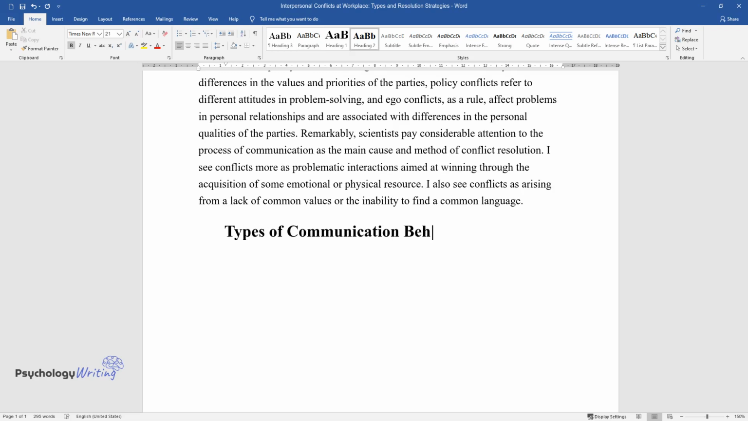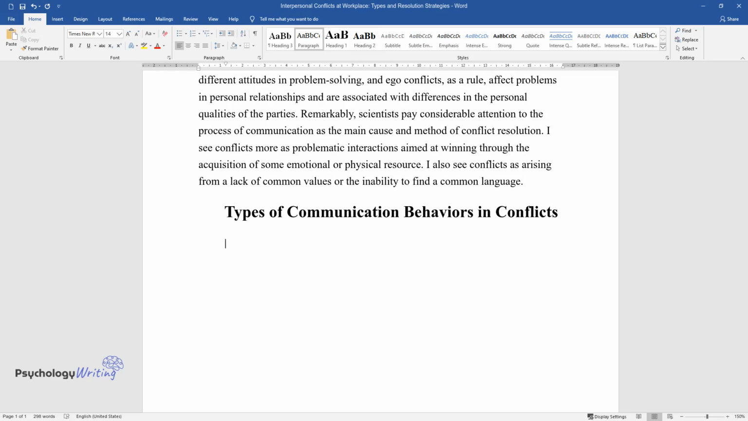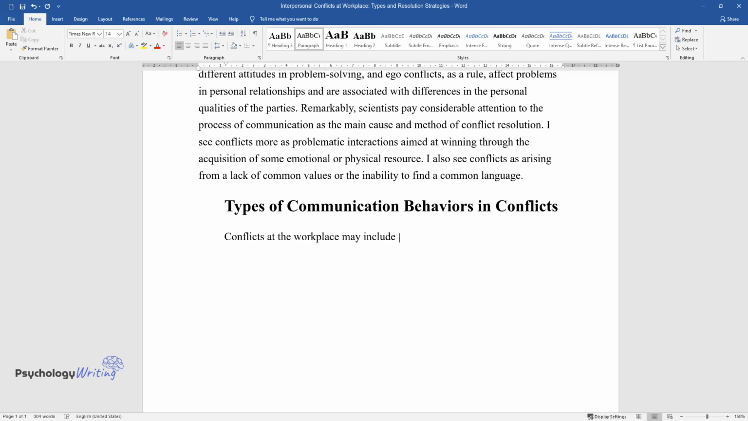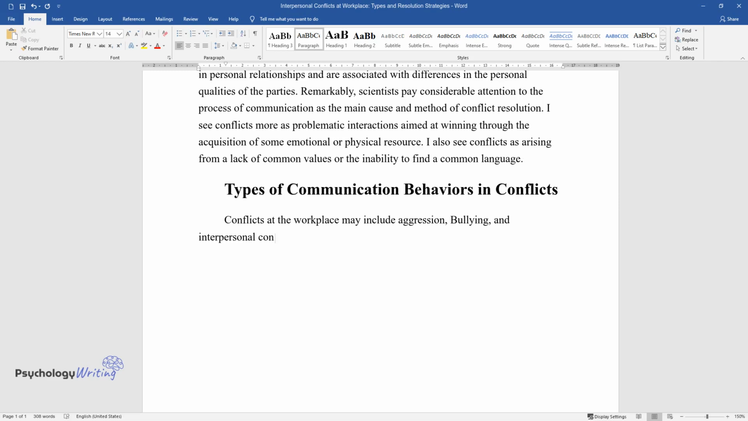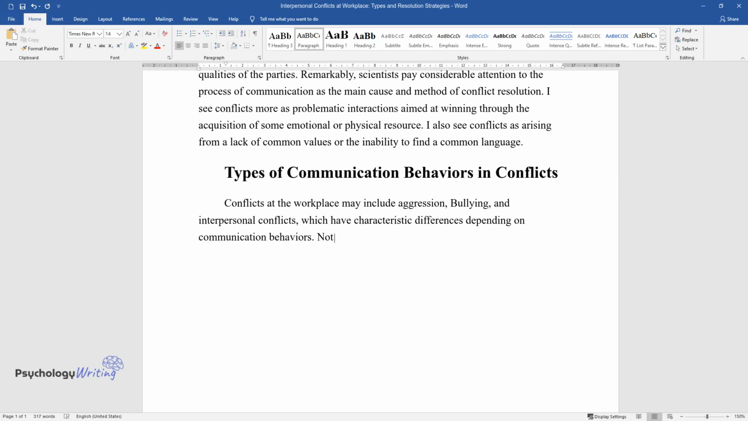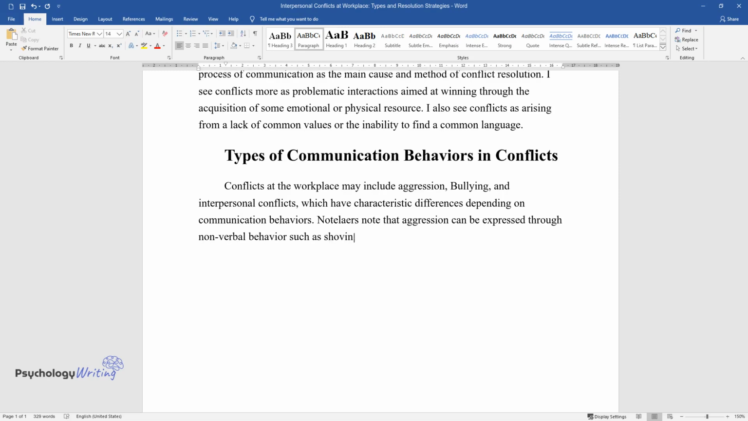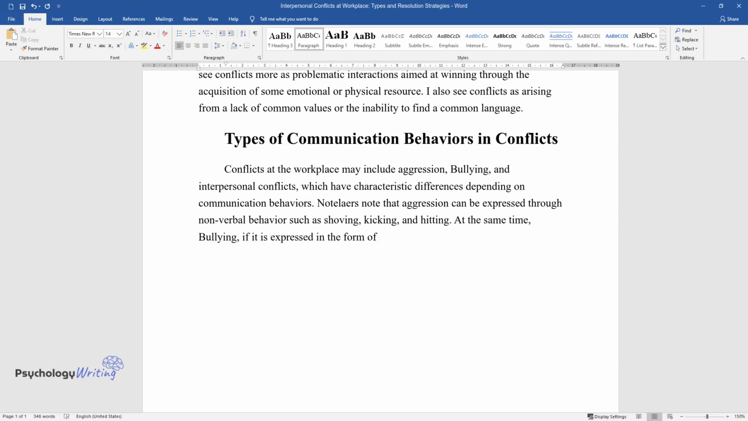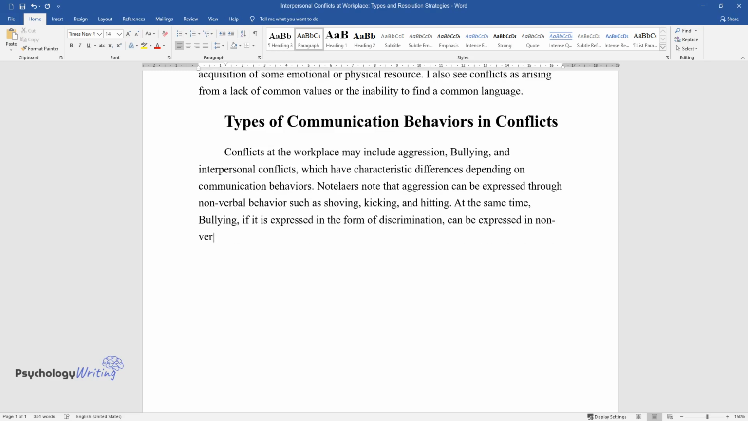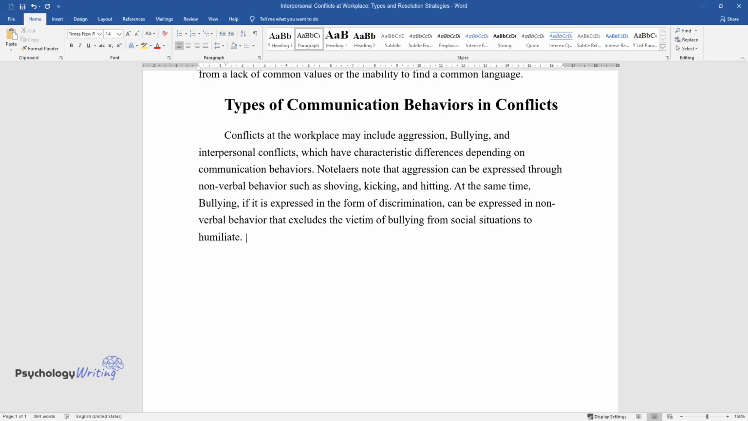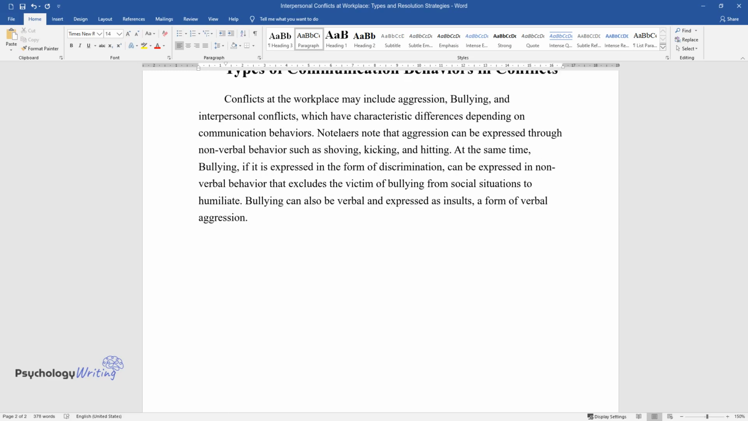Types of communication behaviors and conflicts. Conflicts at the workplace may include aggression, bullying, and interpersonal conflicts, which have characteristic differences depending on communication behaviors. Notelaers notes that aggression can be expressed through nonverbal behavior such as shoving, kicking, and hitting. At the same time, bullying, if it is expressed in the form of discrimination, can be expressed in nonverbal behavior that excludes the victim of bullying from social situations to humiliate. Bullying can also be verbal and expressed as insults, a form of verbal aggression.